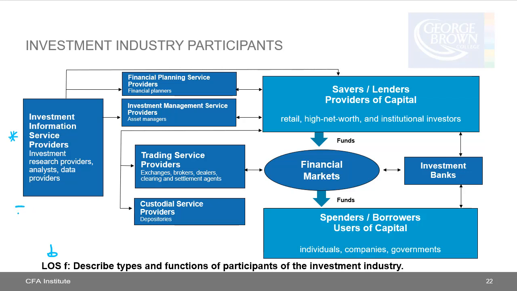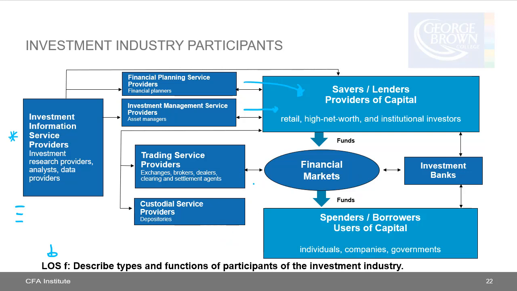Examples of this would be Bloomberg, Thomson Reuters, and FactSet, three of the big companies that are data providers. Up here on the top, you can see financial planning service providers. Financial planning is typically dealing with retail investors and families and high net worth investors. Also, you've got asset managers also catering to retail and high net worth investors.